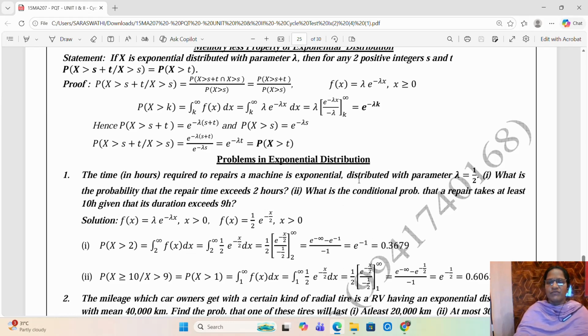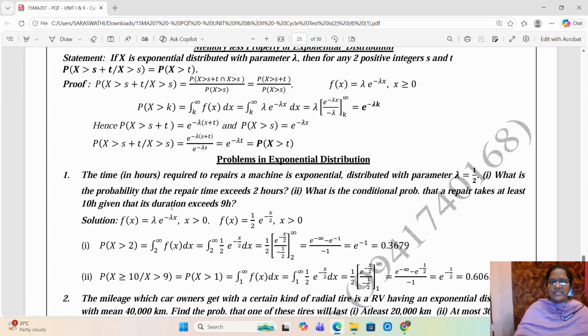Now the second question: what is the conditional probability that a repair takes at least 10 hours given that its duration exceeds 9 hours? So we have to use the conditional probability as per the above property. If X has an exponential distribution with parameter lambda, then for any two positive integers s and t, P(X > s + t | X > s) equals P(X > t). Now we are going to use this property.